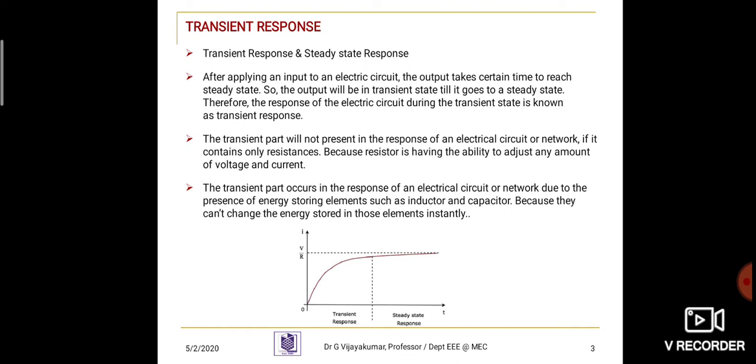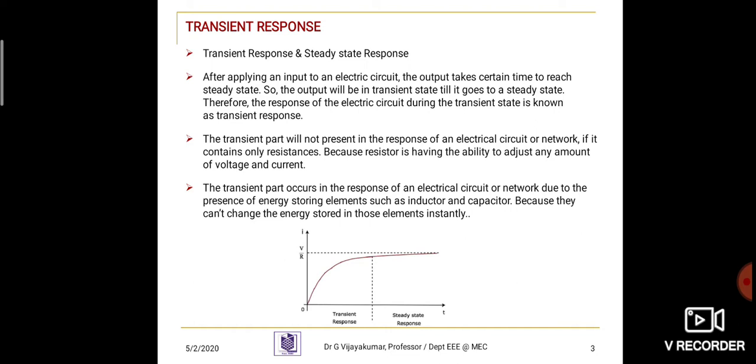Transients occur in the response due to a sudden change in the source applied to an electrical circuit, through a switching action. There are two possible switching actions: opening a switch or closing a switch. The transient part will not be present in the response of an electric circuit if it contains only resistance, because a resistor has the ability to adjust to any amount of voltage and current.